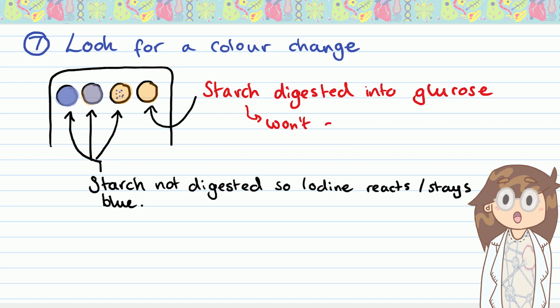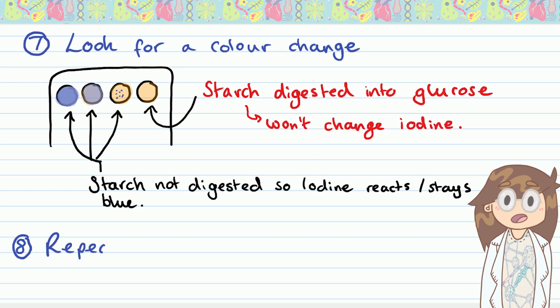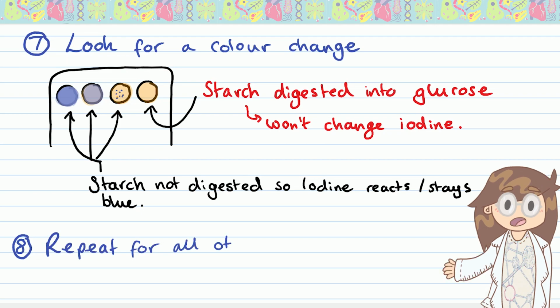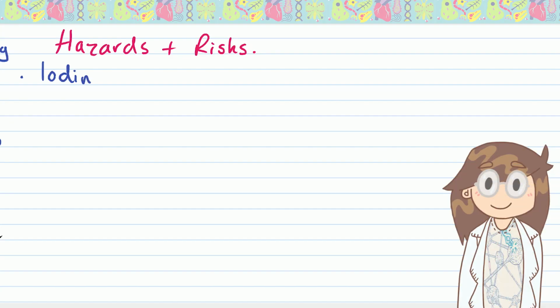Once you've done that and you've got your results for one pH, you're then going to repeat all of those steps for other pHs you're testing. Quite often if you're doing this in school and you're tight on time, you'd probably do one pH and then pool your results with other students. So that's how you do it.